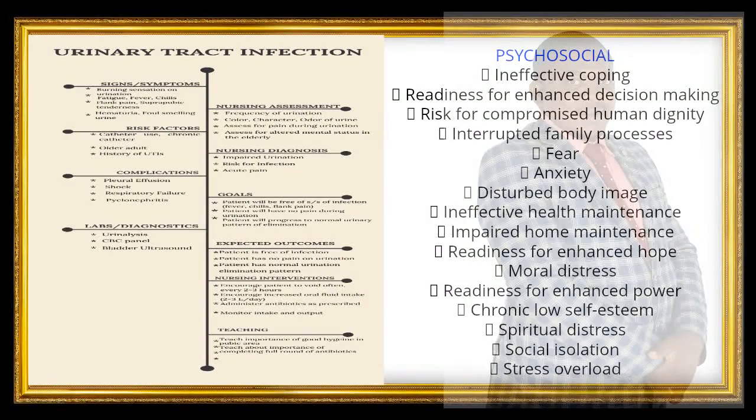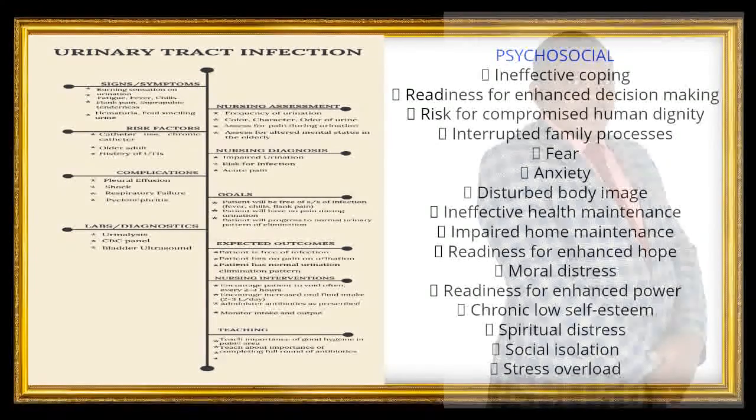Now we are dealing with P, which is for psychosocial needs. Under psychosocial needs, we have ineffective coping. We also have readiness for enhanced decision making. Then we have a risk for compromised human dignity, then interrupted family process. We can have a problem of fear, anxiety. We can also have a problem of disturbed body image.